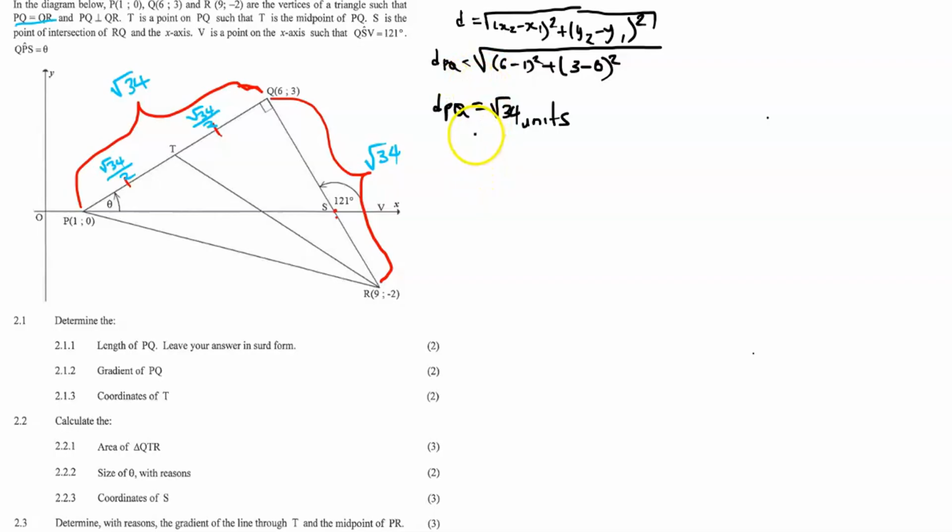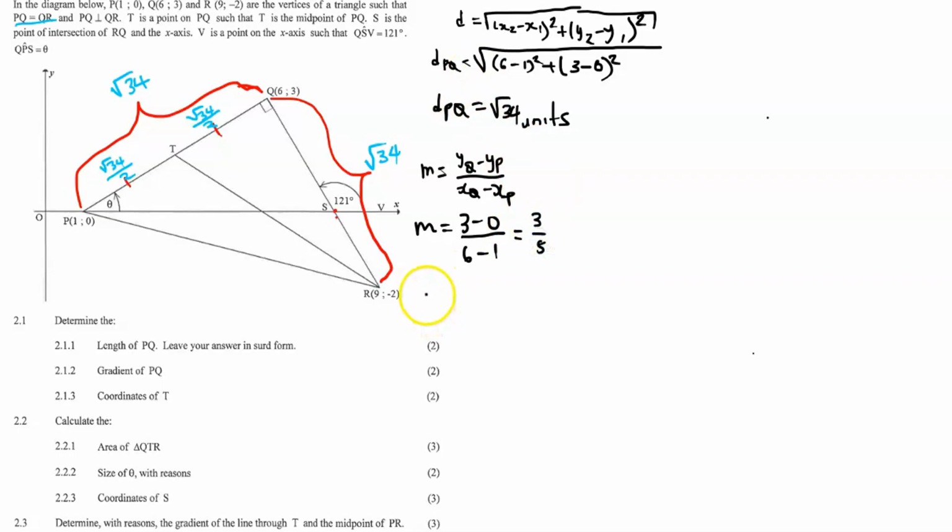And then we move to 2.1.2. It says determine the gradient of PQ. Now we do know the gradient is equal to the change in y, which will be yQ minus yP, all over xQ minus xP. So the gradient for this line, which is PQ, is going to be 3 minus 0, all that is over 6 minus 1, which is the same as 3 over 5.